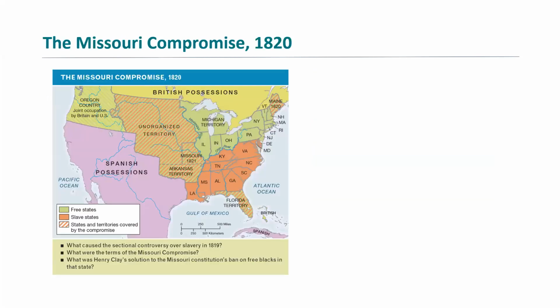All right. So this is a map of the Missouri Compromise, right? So there's Missouri, Maine comes in. All of this is unorganized territory. This all belongs to Spain at the moment, but we'll take that soon. And then this is disputed as to whether or not it's British or American, right?